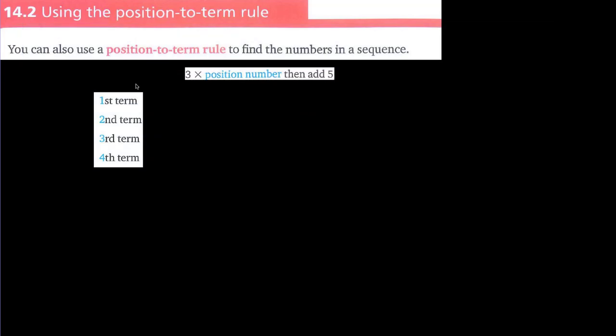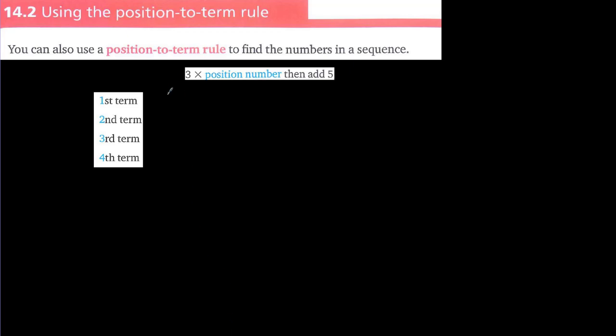Hi dear students, in this video we are going to learn how to use the position to term rule, which you can use for defining sequences. Here there is one rule: 3 times the position number, then add 5. This is the rule, and with respect to it we are going to find the first, second, third and fourth terms.